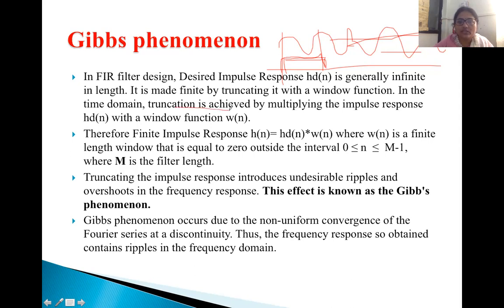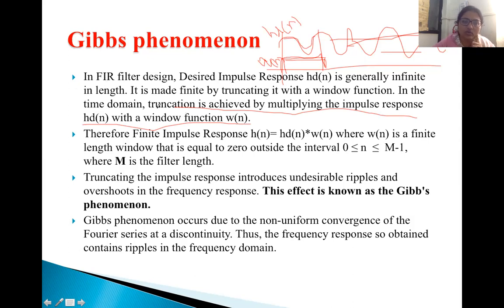Truncation is achieved by multiplying the impulse response hd of n with the window function. This is my window function w of n, and this is my desired impulse response. When I multiply the window function with the desired impulse response, I get a finite duration impulse response. It is present only within a particular period of time, right?